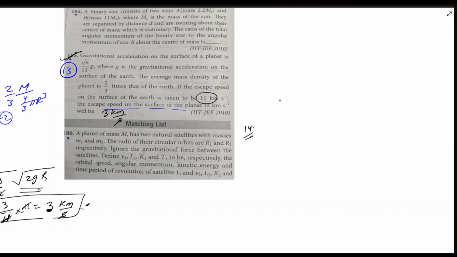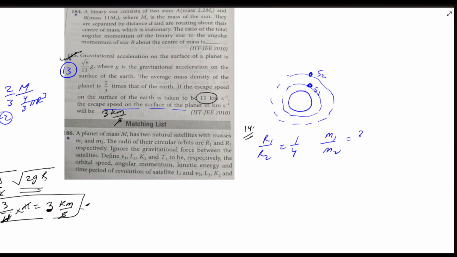Let's compare. So look, we have this planet and this is the first satellite and this is our second satellite, right? This is our satellite 2. This is 1, right? Okay, perfect. Now the ratio of this is given in the question. So R1 by R2 is 1 by 4. And M1 by M2 is also given. It is 2. So we have to compare V1 and V2, L1 and L2 like this, right? So let's compare.